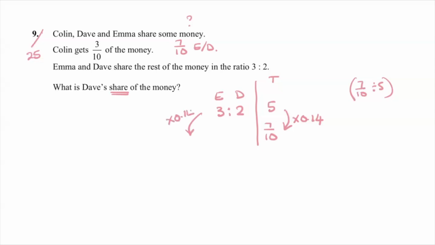If I look at the question, I do really only need to work out Dave's share. So that would be 2 times 0.14, which is 0.28. You could write it as a fraction. So they will get 0.28 or 7/25 of the money.